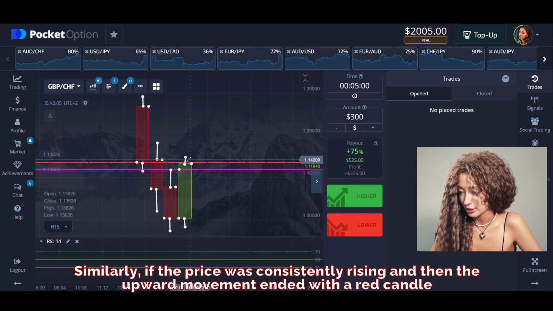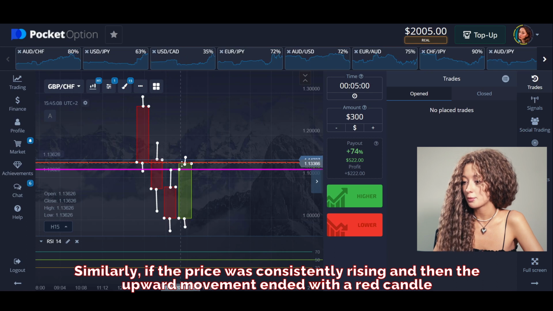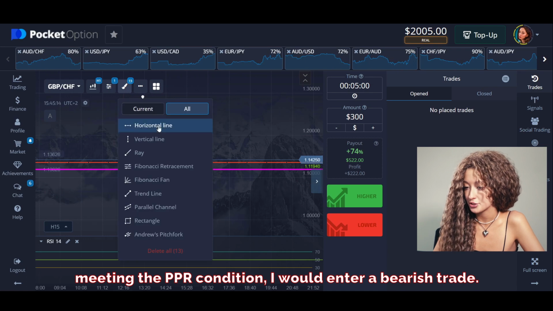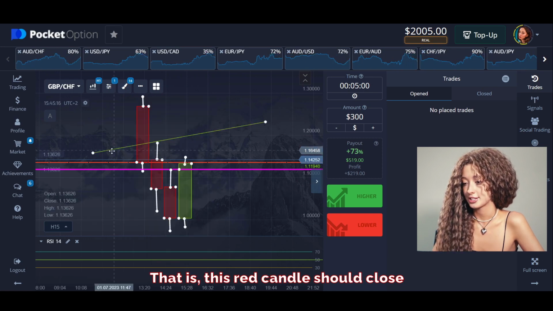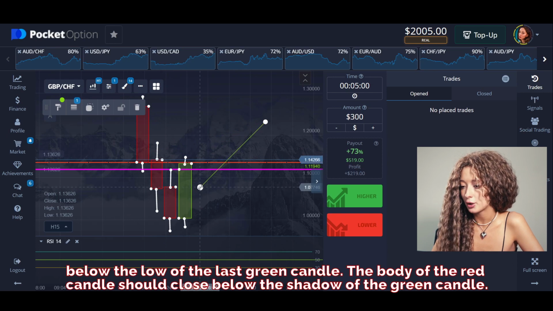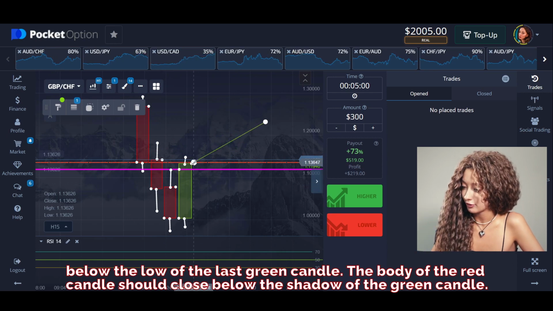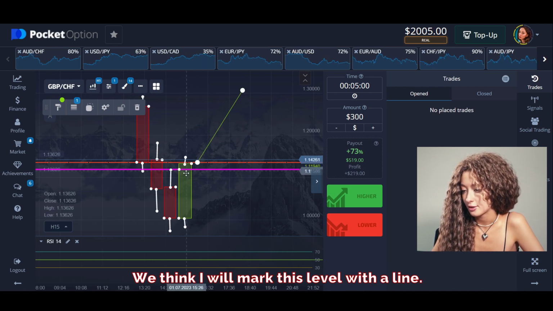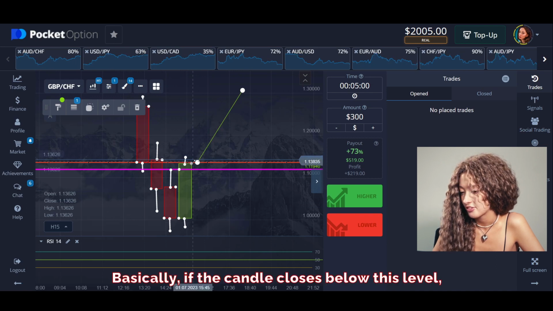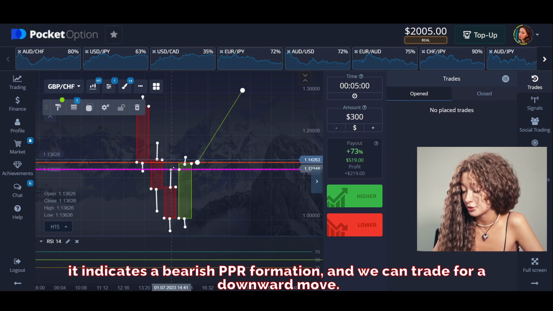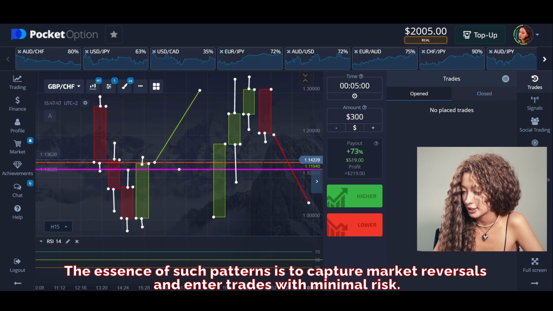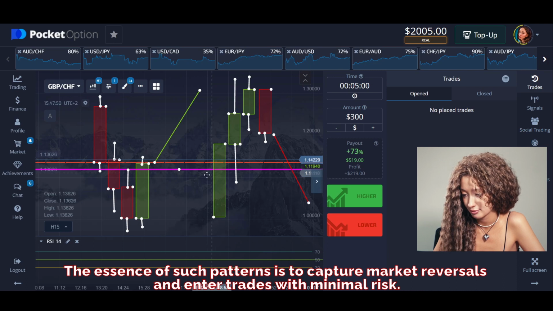Similarly, if the price was consistently rising and then the upward movement ended with a red candle meeting the PPR condition, I would enter a bearish trade. That is, this red candle should close below the low of the last green candle. The body of the red candle should close below the shadows of the green candle. I think I will mark this level with a line. Basically, if the candle closes below this level, it indicates a bearish PPR formation and we can trade for a downward move. The essence of such patterns is to capture market reversals and enter trades with minimal risk.